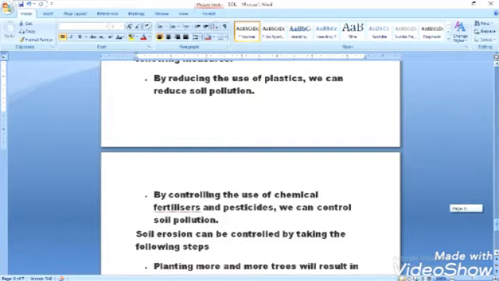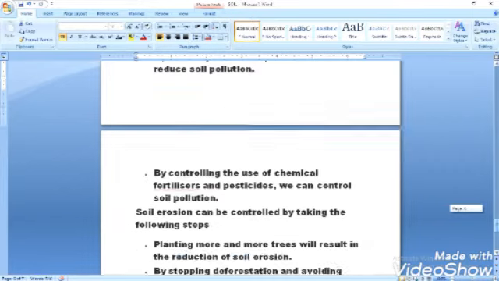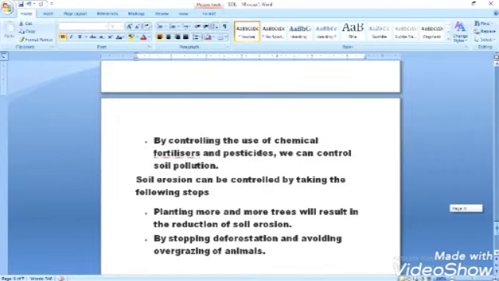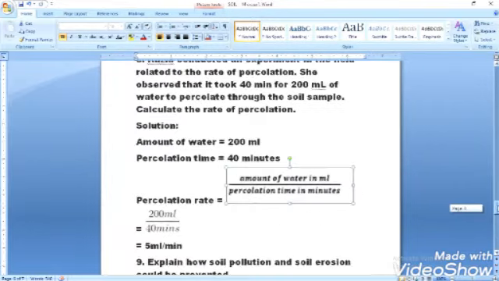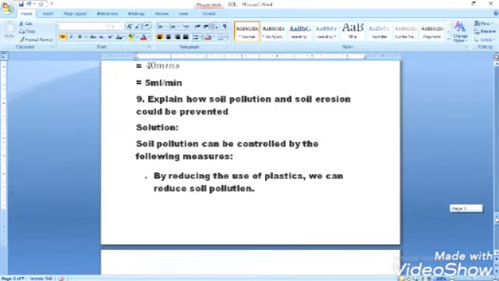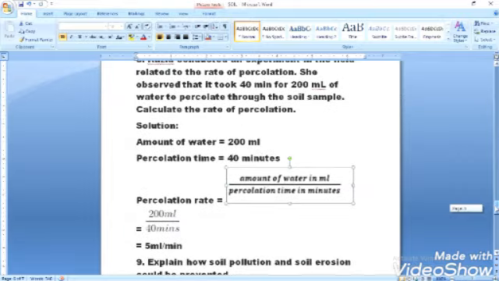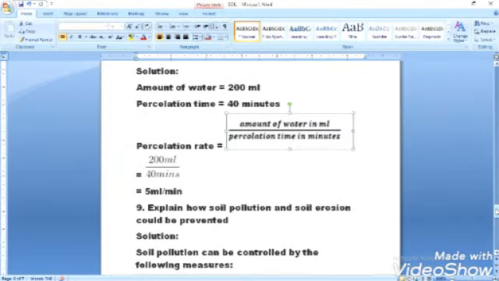And soil erosion can be controlled by taking the following step. What? Yes, planting more and more trees will result in the reduction of soil erosion, and also by stopping deforestation and avoiding overgrazing of animals. Okay, these are the preventions against soil erosion and soil pollution. Okay, this is the first part.